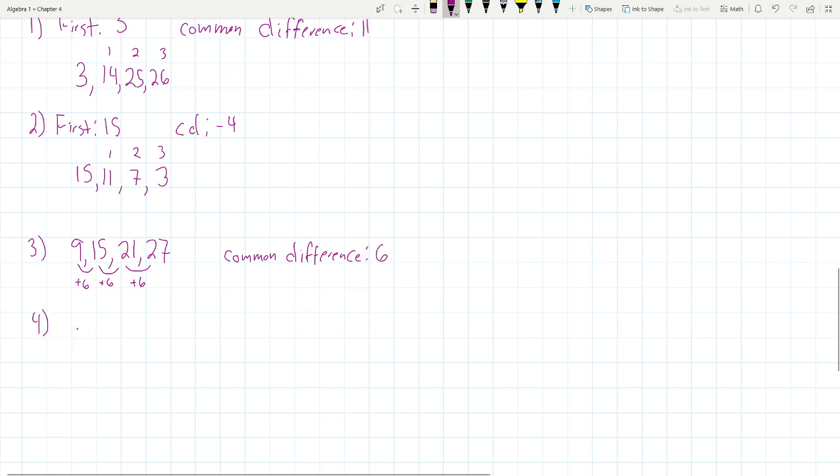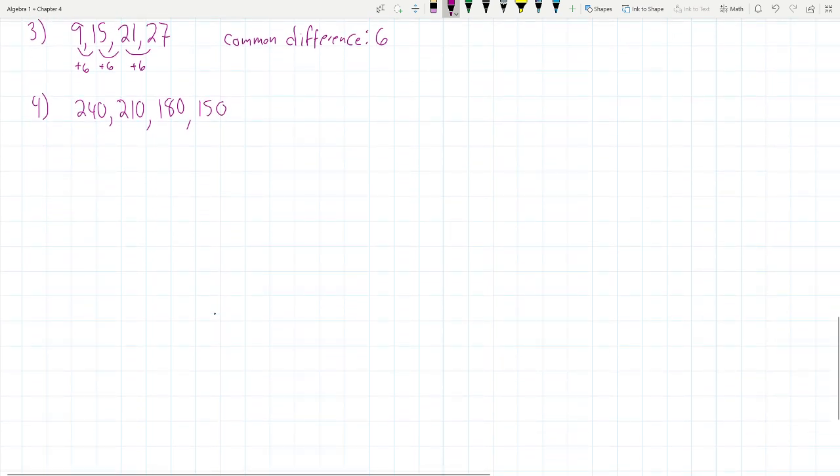All right, number 4. We have 240. We have 210. We have 180. We have 150. And so I want to go through and I want to see, okay, 240 to 210, that's minus 30. 210 to 180, that's minus 30. 180 to 150, that's minus 30. So our common difference is negative 30.